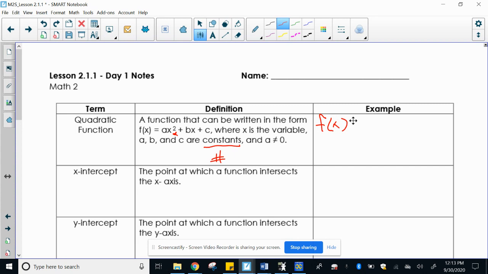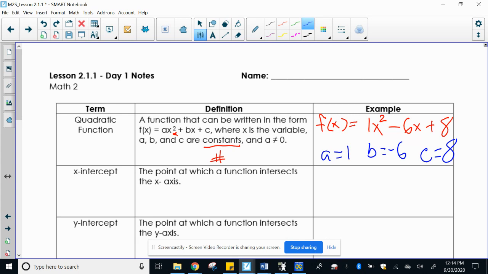An example of a quadratic function that we can write off to the right. We're going to practice using this function notation, f of x. So f of x equals 1x squared minus 6x plus 8. That would be an example of a quadratic function. A, B, and C are the numbers in front of each of the x terms, as well as C, that's the number at the end. So if we were just identifying A, B, and C within this function, A would be 1, B would be negative 6, and C would be 8.